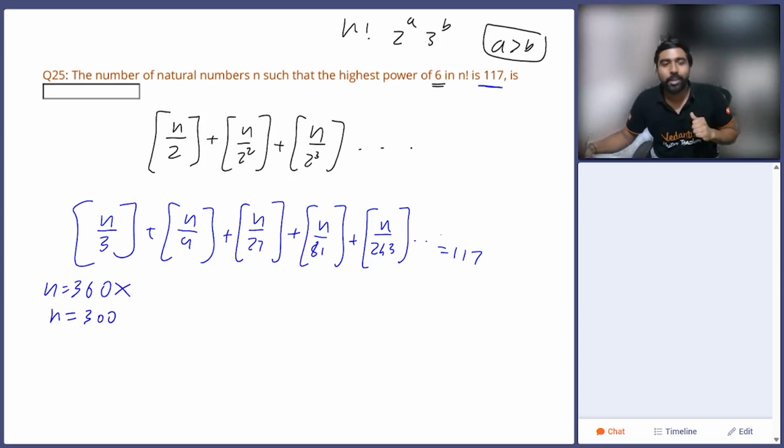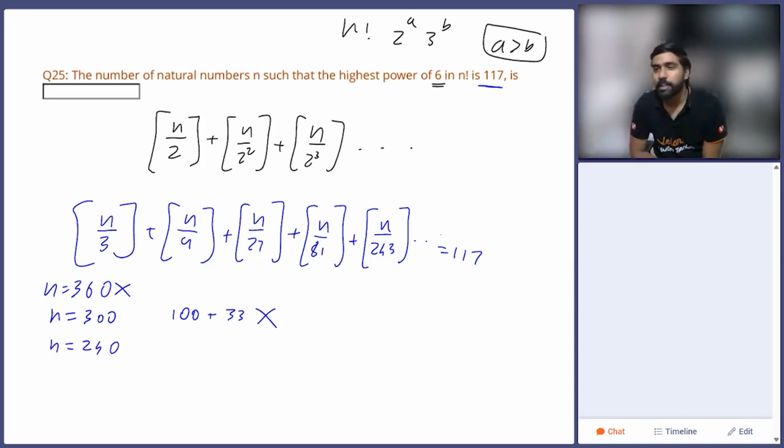In the case of 300, what will happen is greatest integer function of 100 plus 100 by 3, the greatest integer will be 33. 33.33. Not working, right? This is also not working over here. Next, let us go down even 60 more. Let's say n is equal to something like 240.